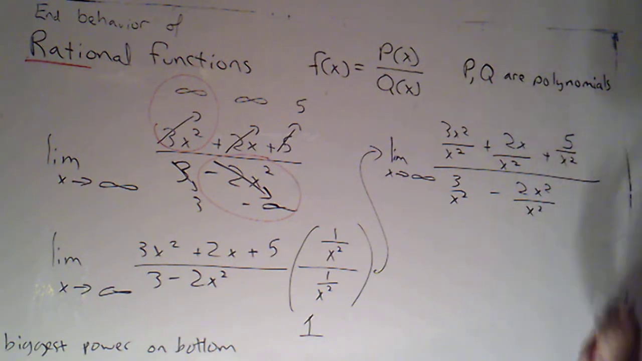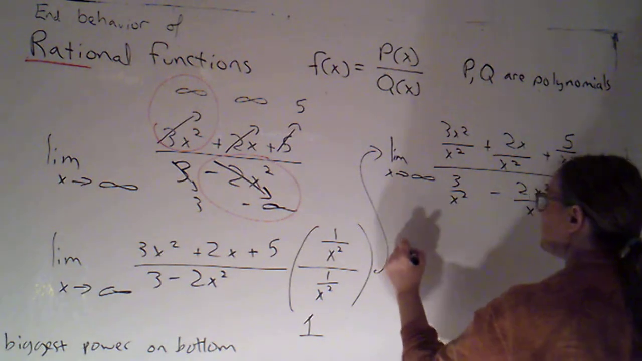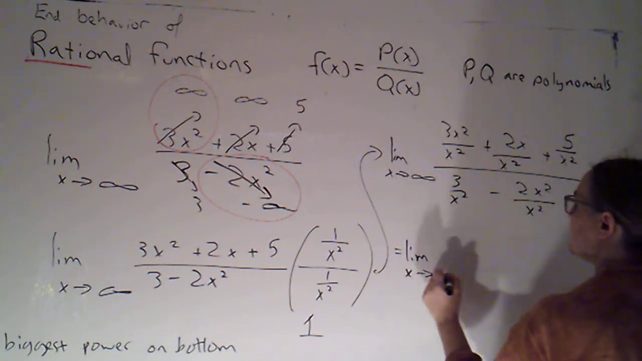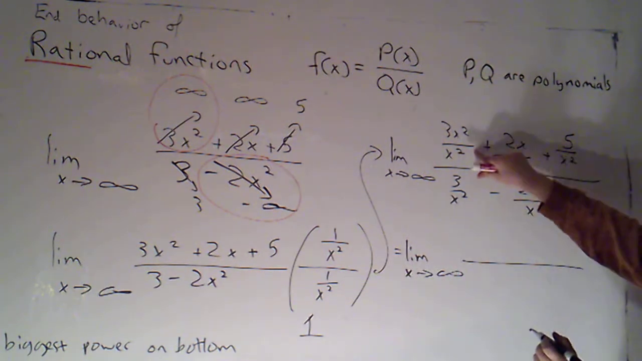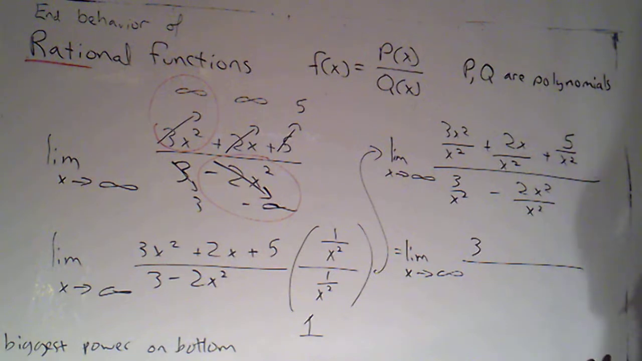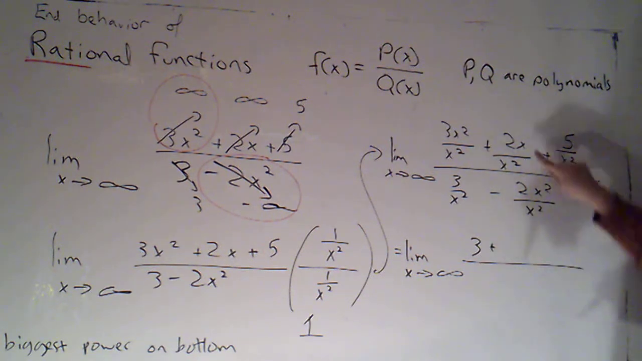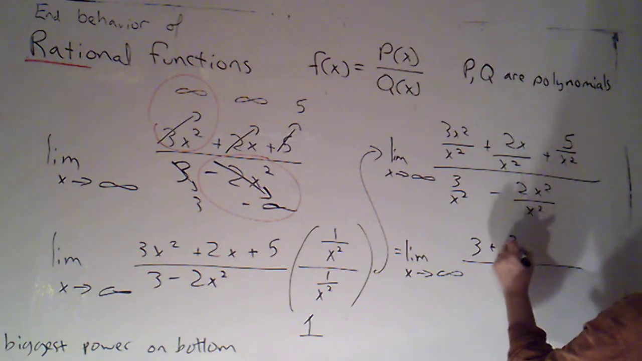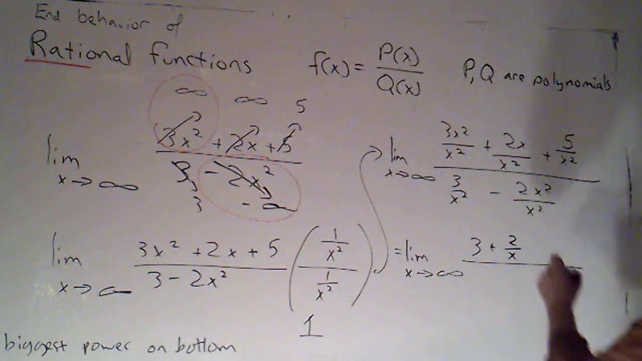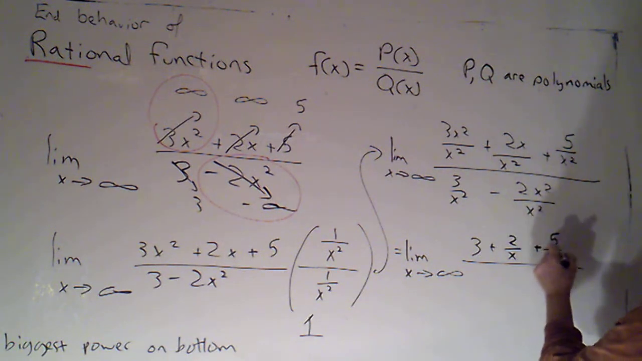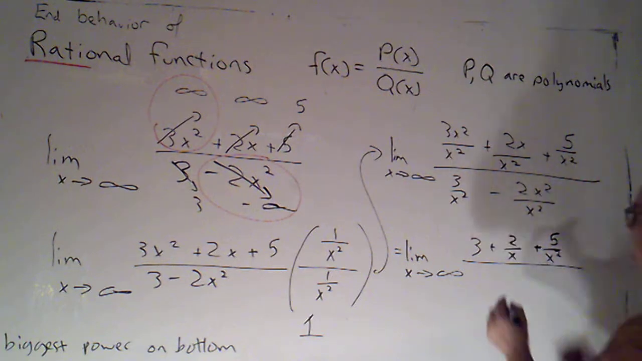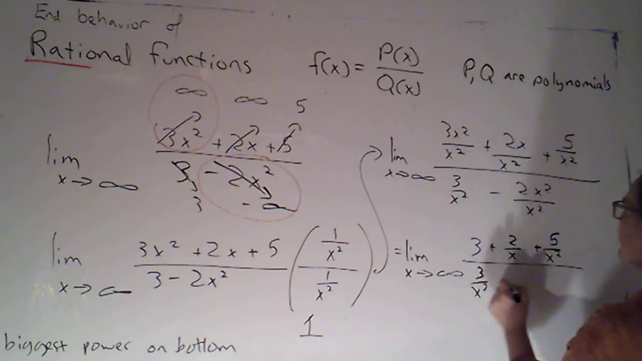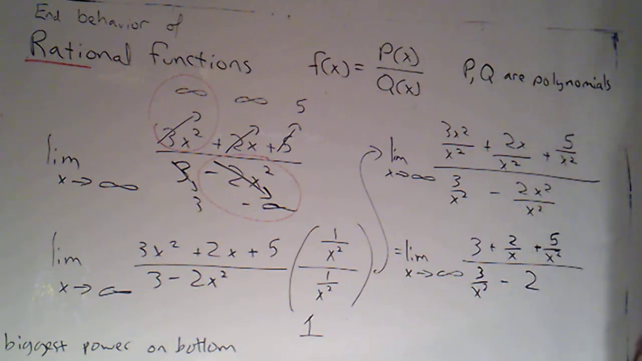Now, with a lot of these pieces, I can do some canceling. So I can say this is the limit as x goes to infinity. Here, the x squareds cancel. That's just 3. Plus here, I can cancel one factor of x, so that's just 2 over x. And here, that piece stays as 5 over x squared. This is going to be 3 over x squared minus 2, because here I can cancel the x squareds.